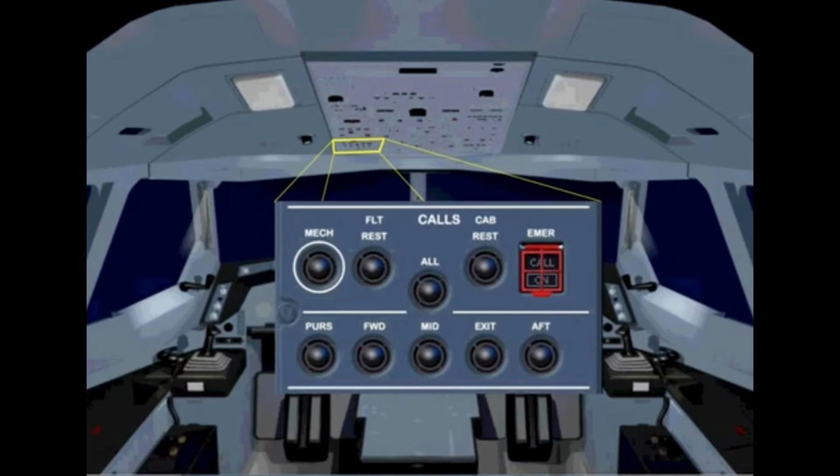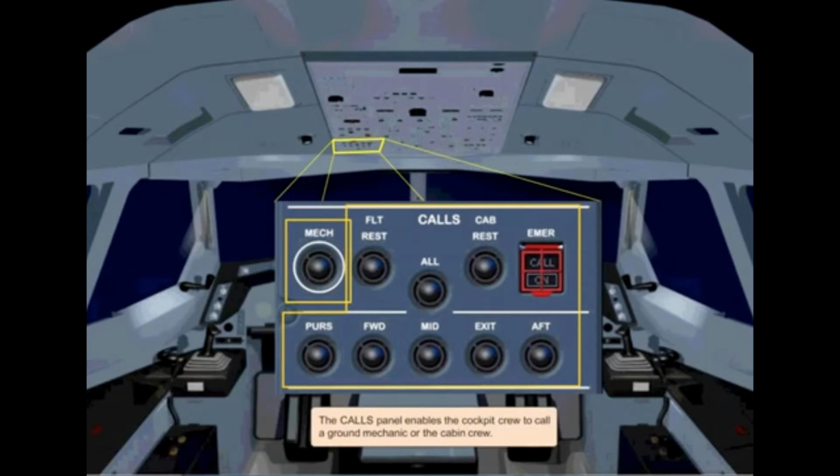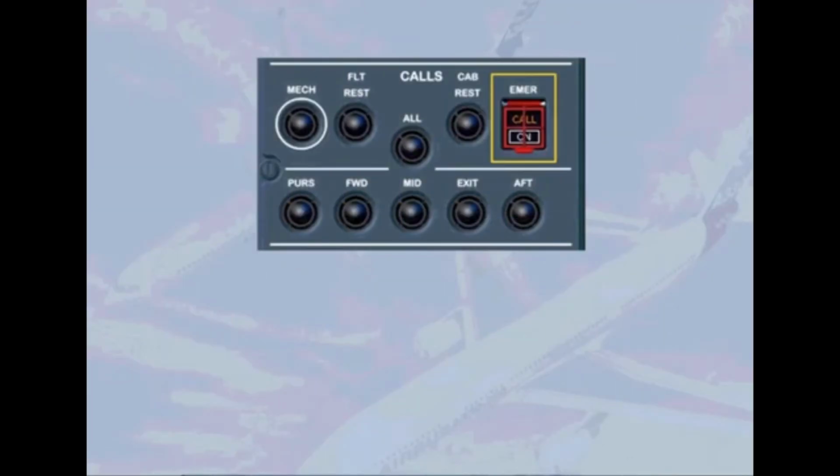The calls panel enables the cockpit crew to call a ground mechanic or the cabin crew. When the emergency push-button switch is selected to on, the on light flashes white. The call light flashes amber. A pink light flashes on all area call panels. Call Priority Captain message appears on all attendant indication panels. A red light flashes, and 3 high-low chimes sound through all loudspeakers.